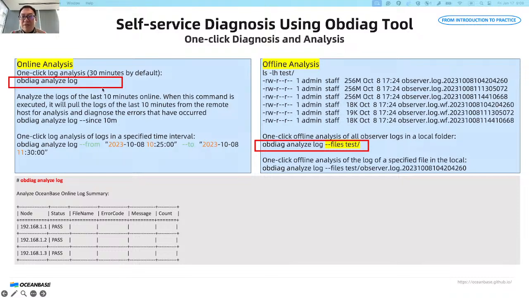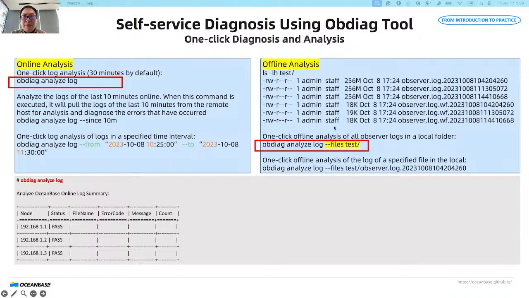If it's an online analysis, we directly use the command obdiag analysis log, which will analyze the logs of all nodes in the last 30 minutes. We can also specify the time parameter after this command to analyze the logs within the specified time. If it's an offline analysis, we need to save all the logs of the OceanBase cluster in a folder first. Afterward, we can either specify the folder or specific files.